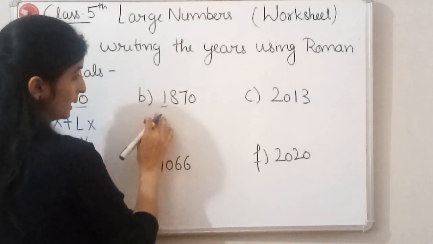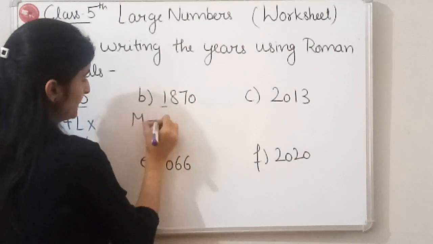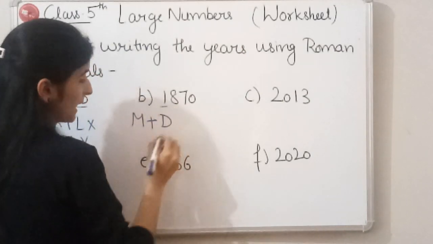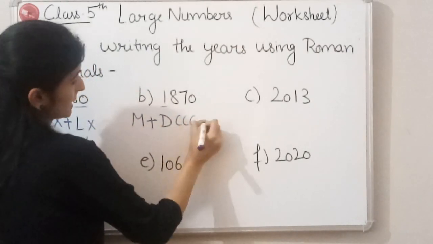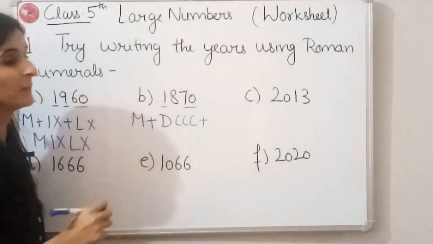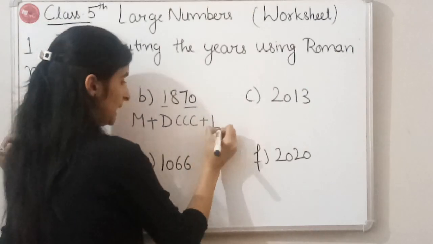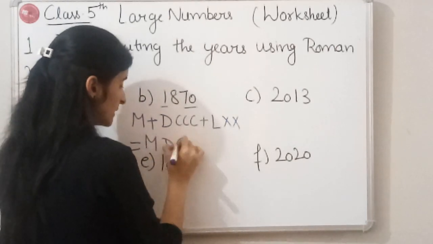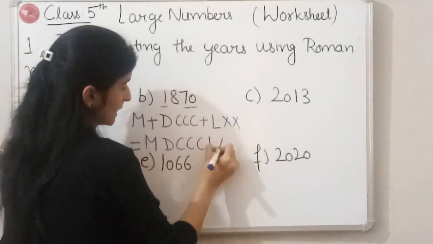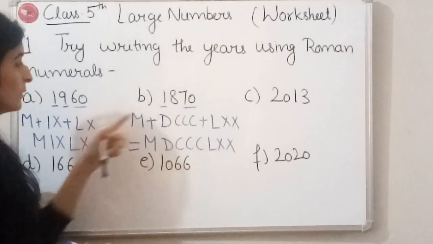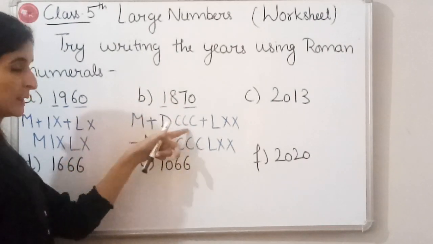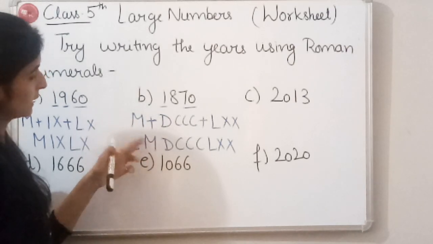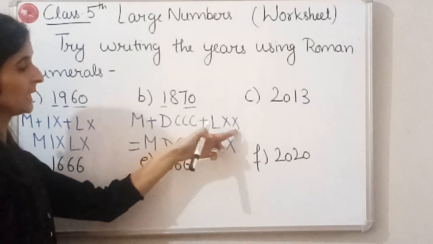Here again, 1 means here it's 1000. 1000 means M. 800 means 500 plus 300. 500 is D and 300 is C, C, C. Then here it's 70. 70 means 50 plus 20. 50 is L and 20 is X, X. So this will be equal to M, D, C, C, C, L, X, X. Okay. 1000 plus 800, 500 plus 300, then 70, 70 means 50 plus 20. So this will be M, D, C, C, C, L, X, X.